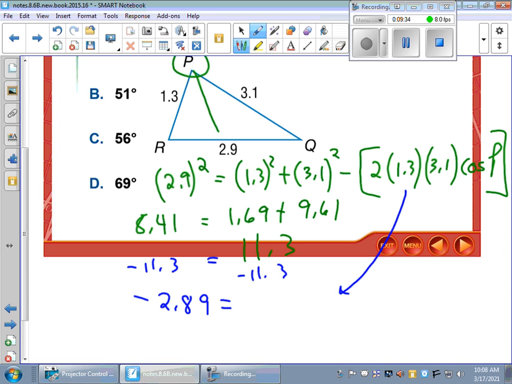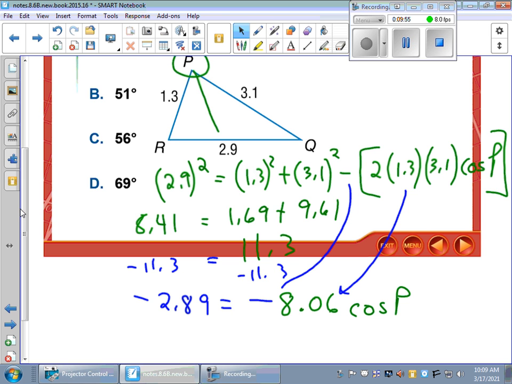I'm going to bring all that down. So now I have a negative. I bring that negative down. I multiply those numbers in front of that cosine. So 2 times 1.3 times 3.1. And that gives me 8.06. So I have 8.06 times the cosine of P.